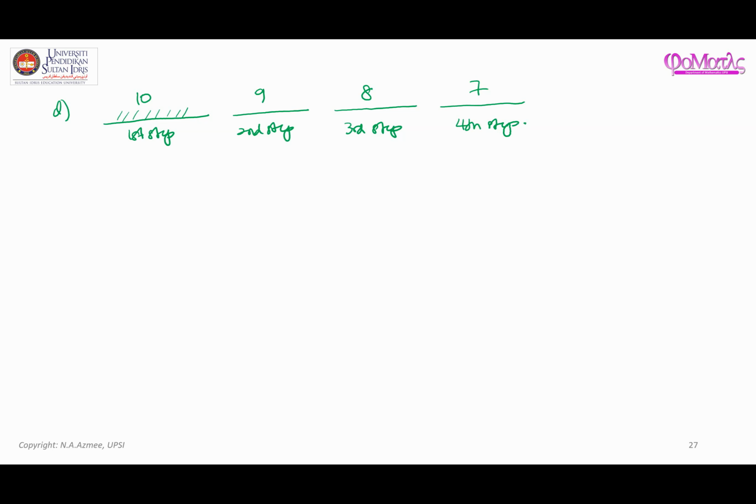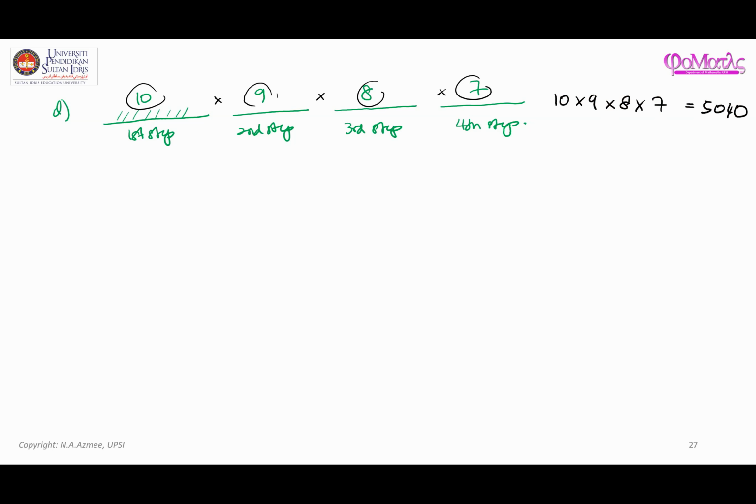And again, if we follow the idea of the basic counting rule, if you multiply all these numbers, then you will arrive at the number of ways you can choose 4 balls out of 10 balls. So here we're going to get 10 times 9 times 8 times 7, which is 5,040 ways.